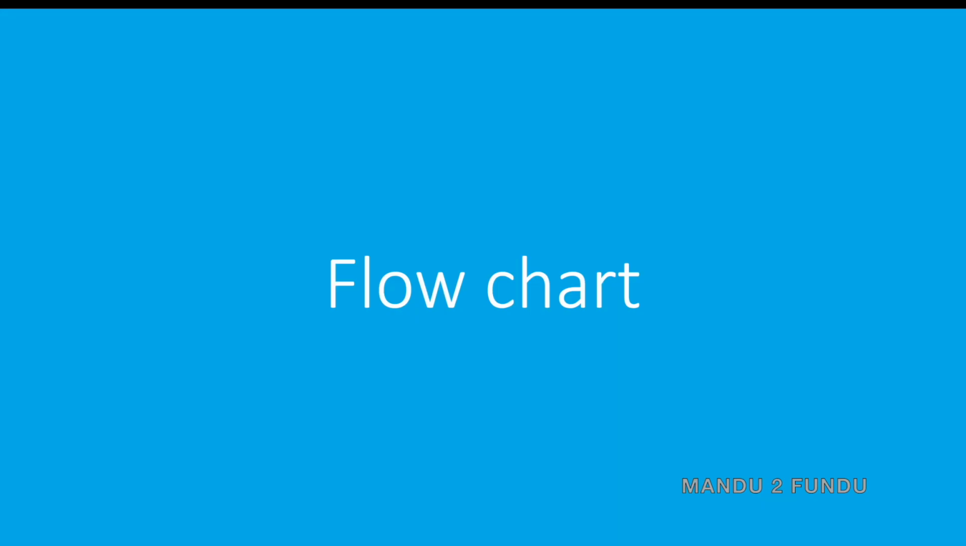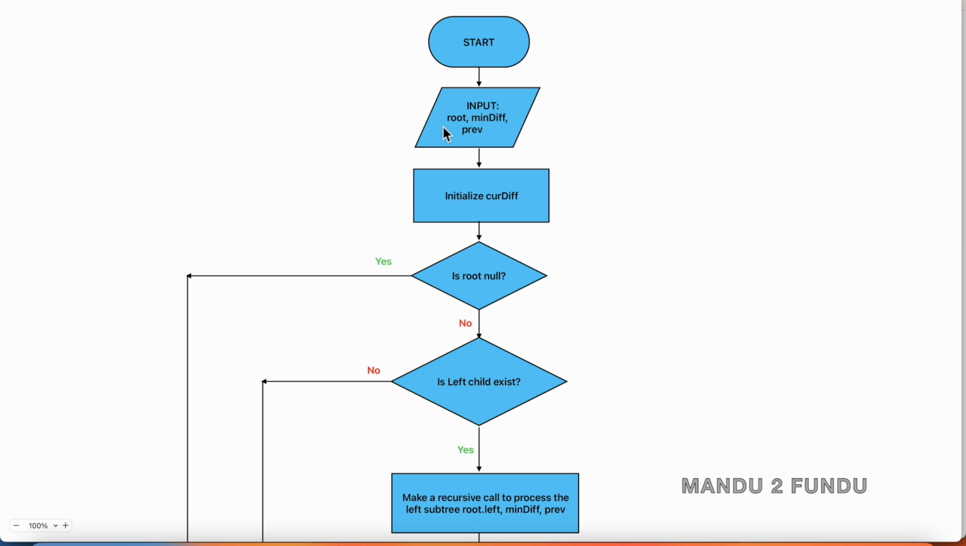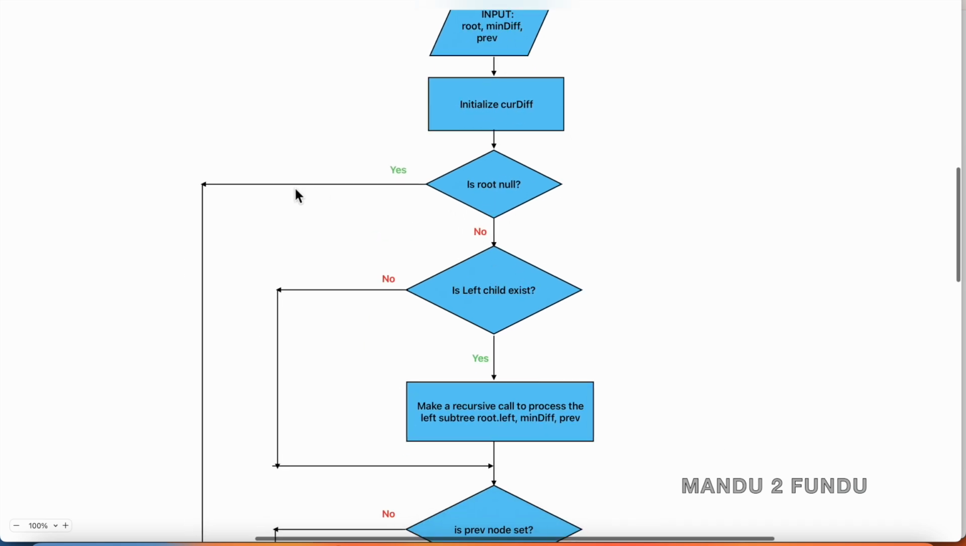Let's look at the flowchart. Input for this procedure is a pointer to the root node, the address of the min difference variable, and the address of the previous node pointer. First we initialize the cur diff to 0. Then we check whether the root node is null. If so, immediately return. Then we check whether there is a left child. If so, make a recursive call to process the left subtree. So we pass root.left, min diff and prev.